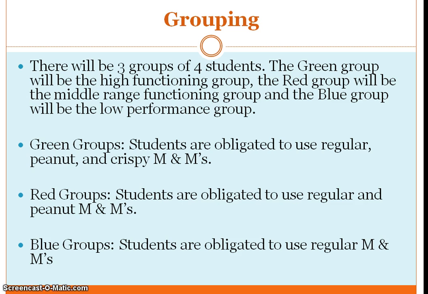Grouping. There will be 3 groups of 4 students. The green group will be the high functioning group. The red group will be the middle range functioning group. And the blue group will be the low performance group. The green group students are obligated to use regular, peanut, and crispy M&Ms. Red group students are obligated to use regular and peanut M&Ms. And the blue group students are obligated to use plain M&Ms.